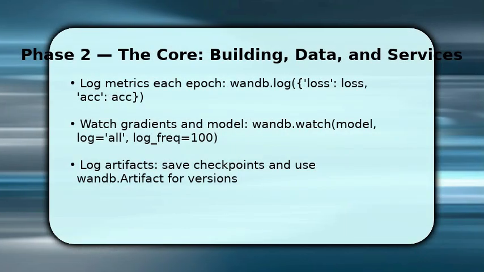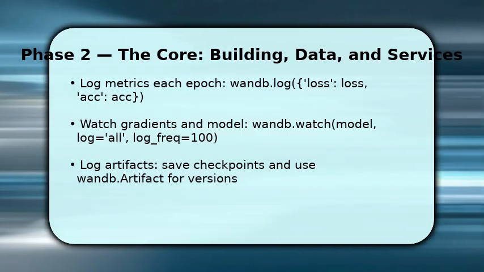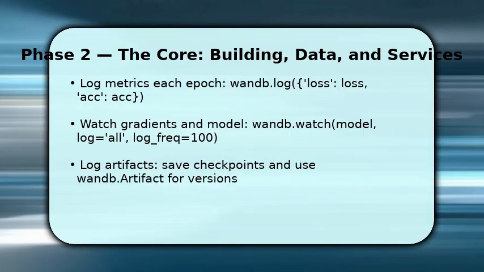You now instrument the training loop to capture what matters. Inside the loop, call Wandb.log every batch or epoch to record loss, accuracy, learning rate, and custom scalars. This gives live dashboards. Also, call Wandb.watch to track gradients and parameter histograms. This helps diagnose training dynamics.